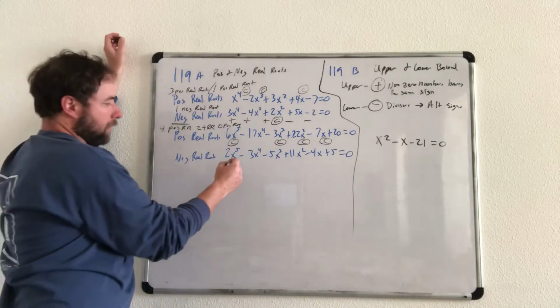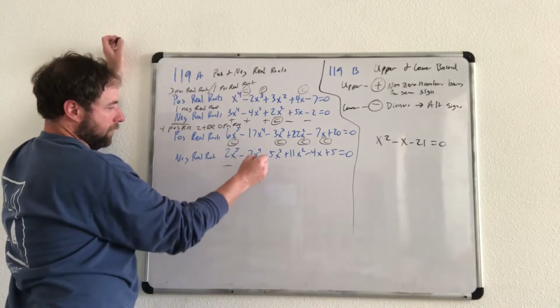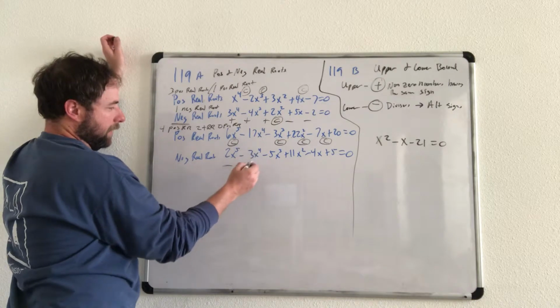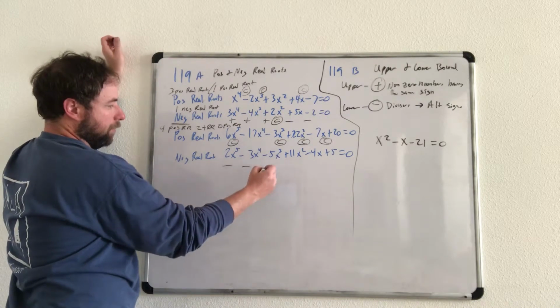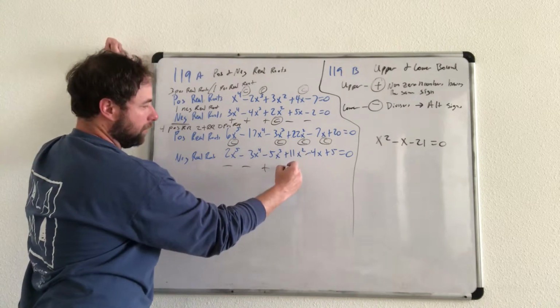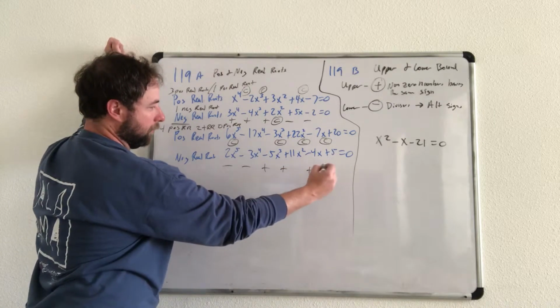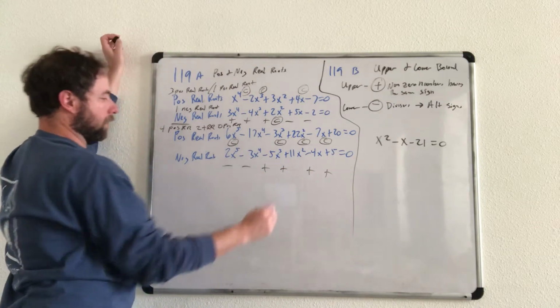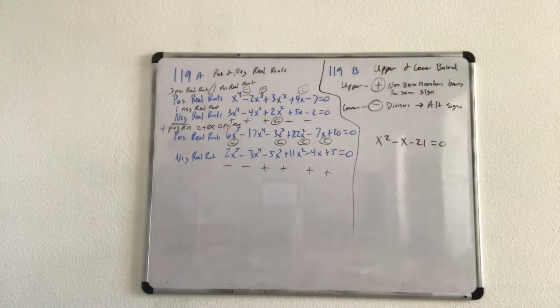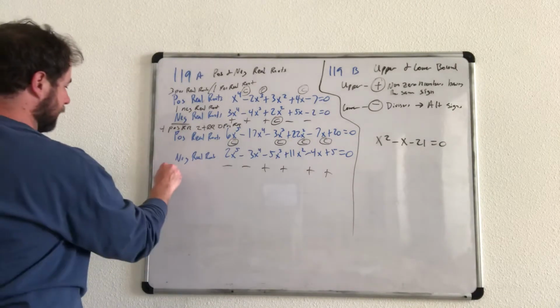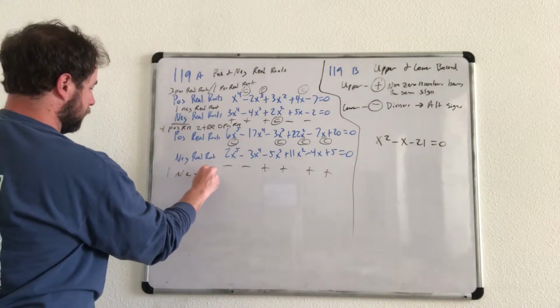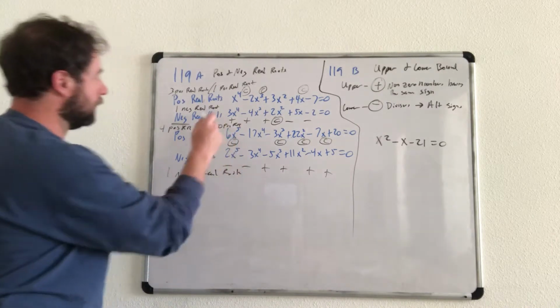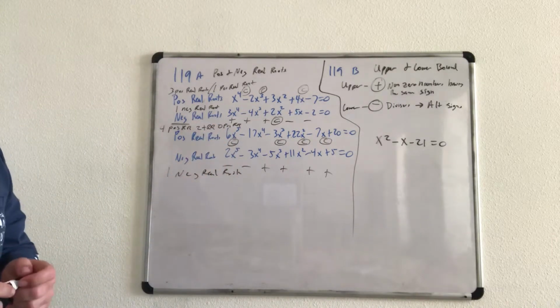For the last one, put in a negative number, get a negative sign. Put in a negative number, stays negative because that was already negative. Put in a negative, you get a positive. Put in a negative, it stays positive. Put in a negative, it becomes positive. Right here, only one change. So 1 negative real root. So that is how real roots work.